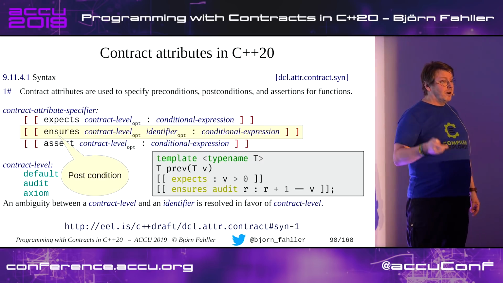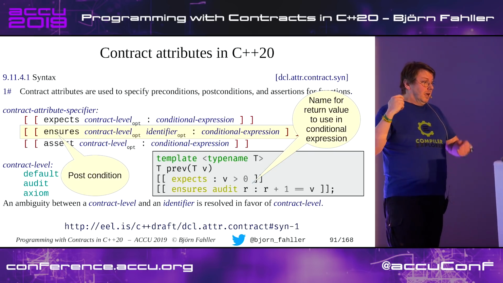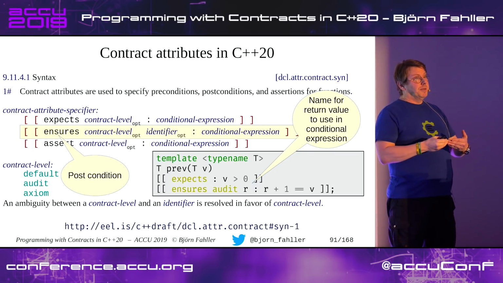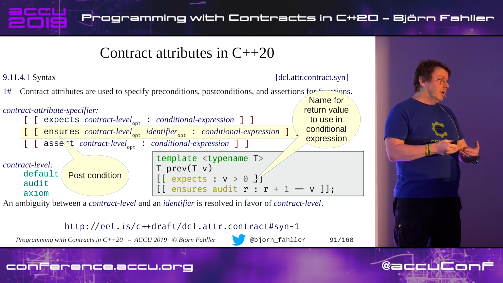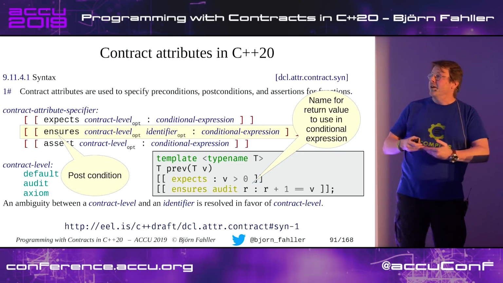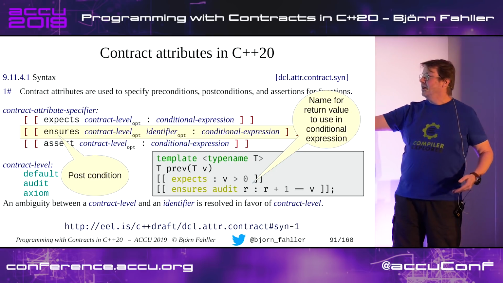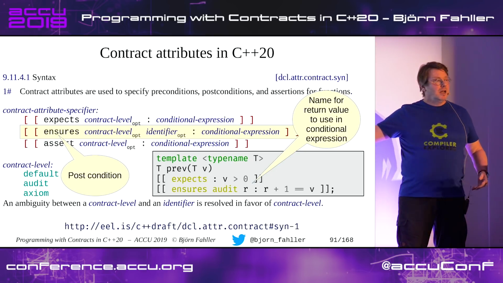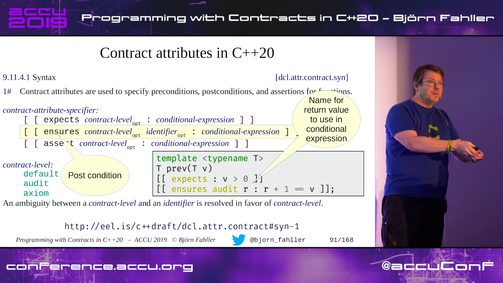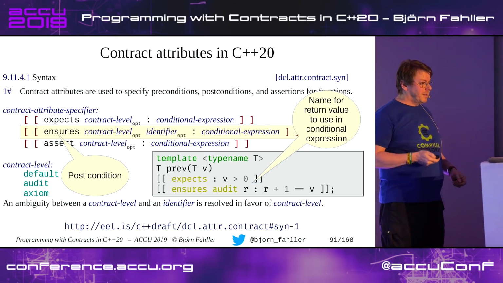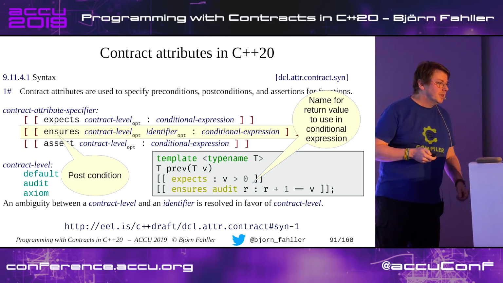The reason for this R is, if we want to express something about the return value, then we cannot name it. But here we introduce a name. We say that when I refer to R in this expression, I mean the value that is returned. So that is how this is used.